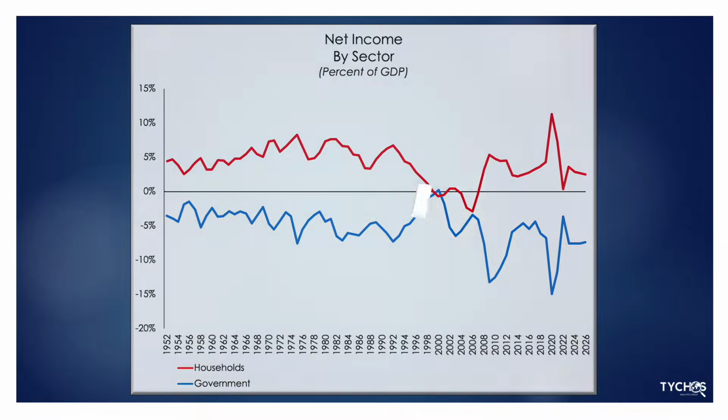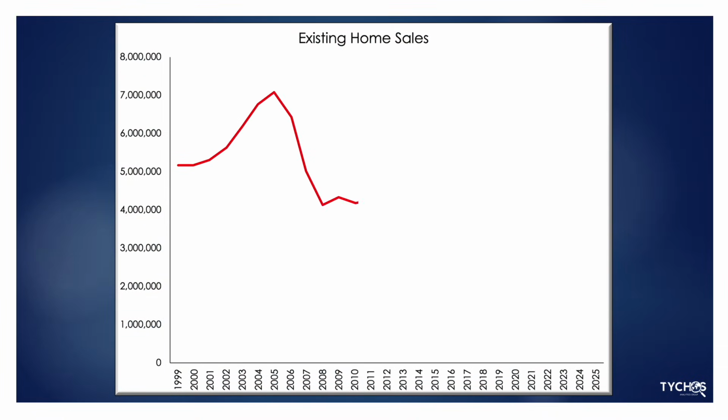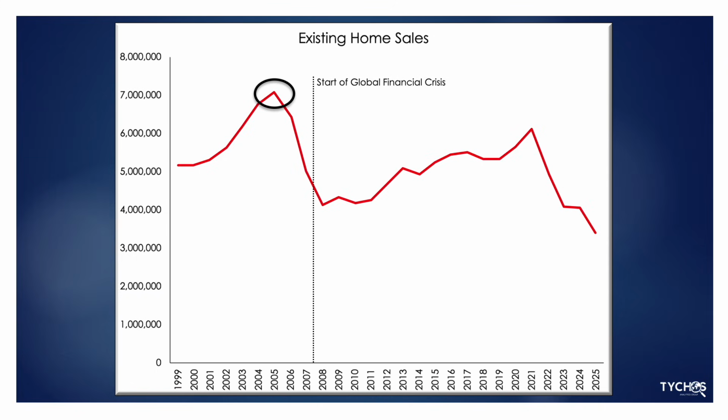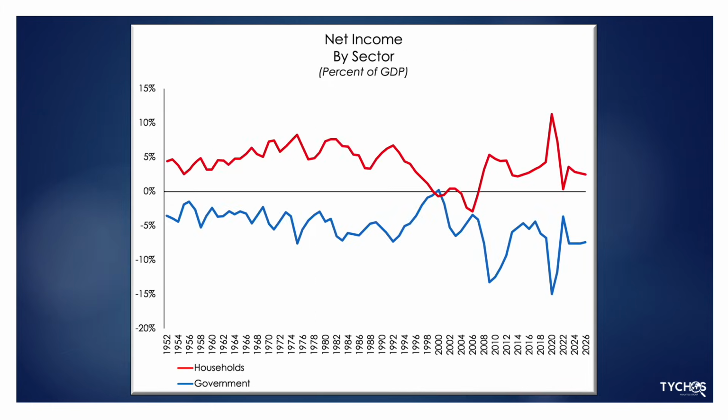Also, remember when home sales were skyrocketing in 2005 and thereabouts, just before the global financial crisis? Well, keeping in mind that these purchases are recorded as an expense to households, even when the buyer takes out a mortgage, you will notice that household income went negative at that point, in 2005. Perhaps someone should have noticed that and taken it as a warning.